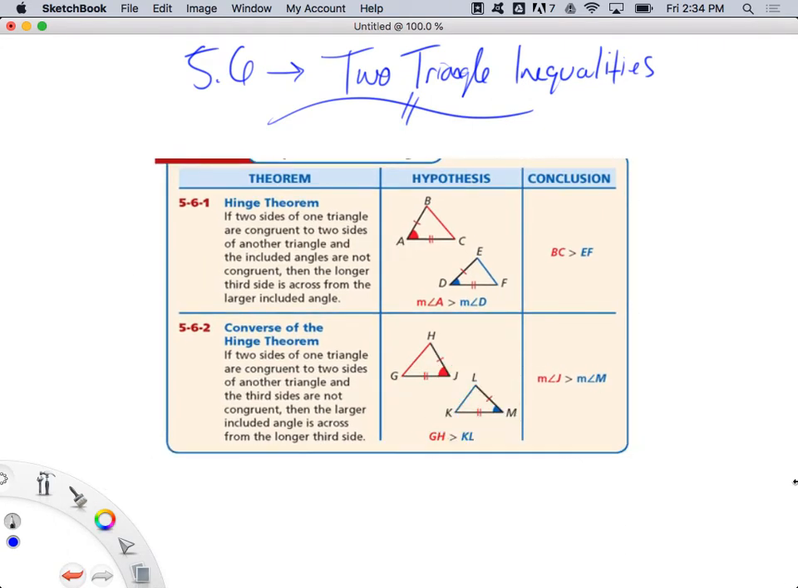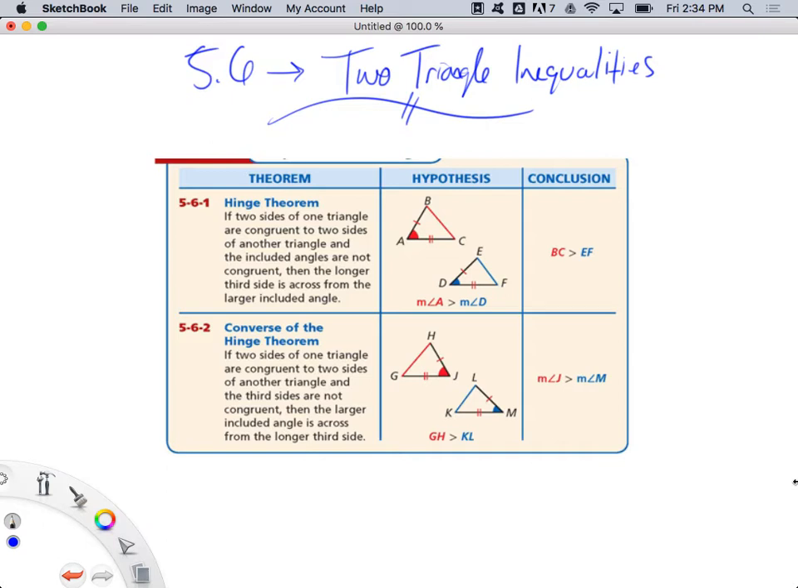is, take a look. If I've got two triangles and the two sides are congruent, if this angle in red is bigger than this angle in blue, then this side in red is bigger than that side in blue. See that? So that angle is bigger, so the side is bigger. That angle is smaller, so the side is smaller. And likewise, if I've got two congruent sides and I know this side is bigger than that side, then that angle is bigger, even in two triangles.